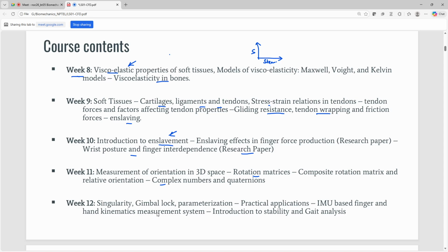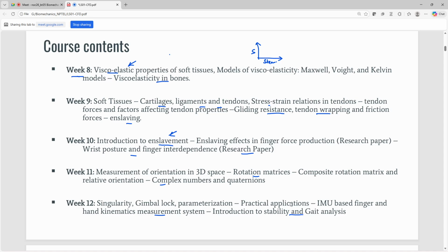And again, week 12 is about some practical application and limitation of these mechanical theories, and also an introduction to stability and gait analysis. Gait is kind of posture.